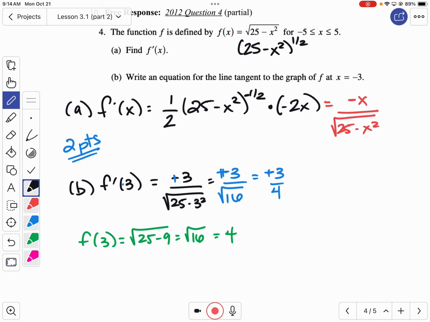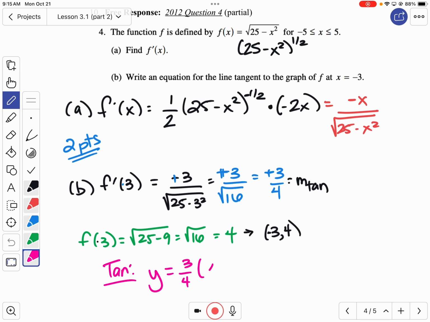So I have my slope, which is 3/4, and I have my point, which is -3, 4. I keep forgetting that it's negative. Still haven't answered the question. So let's write the equation of that tangent line. My tangent line equation, y equals, you must start with y equals. My slope, 3/4, x plus 3, and then plus 4.